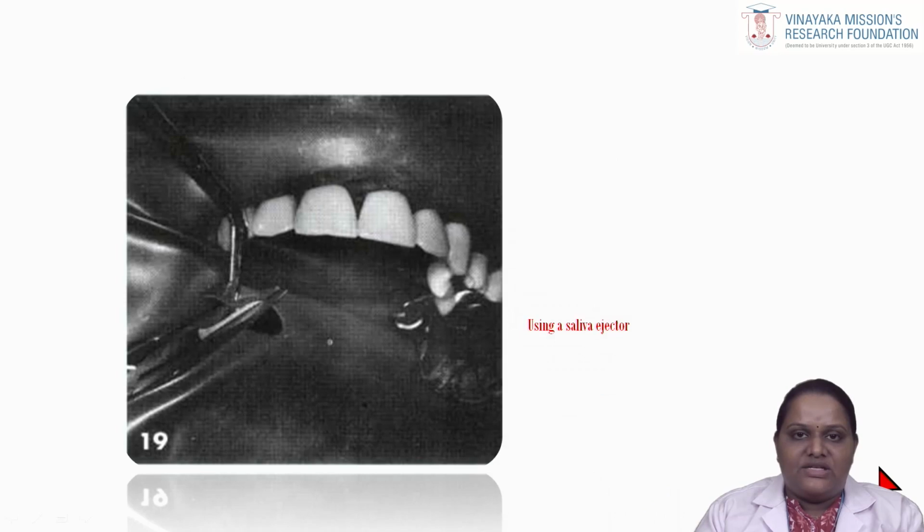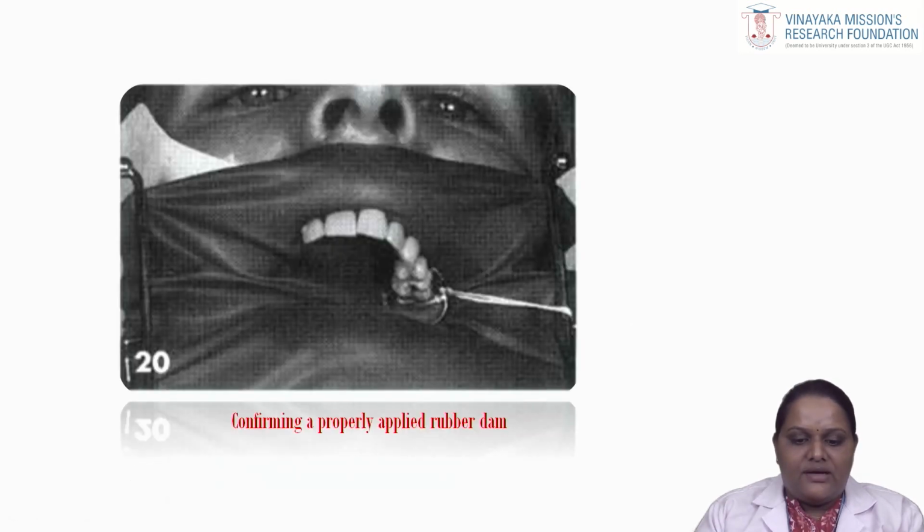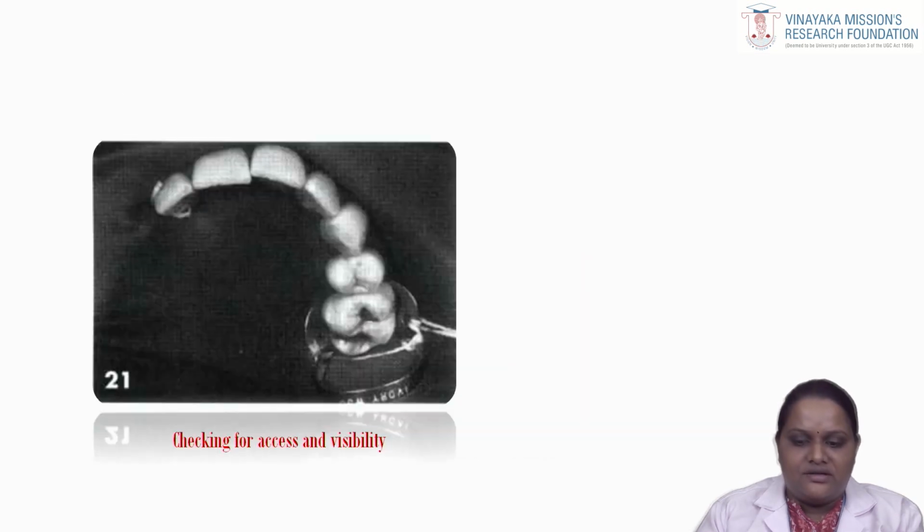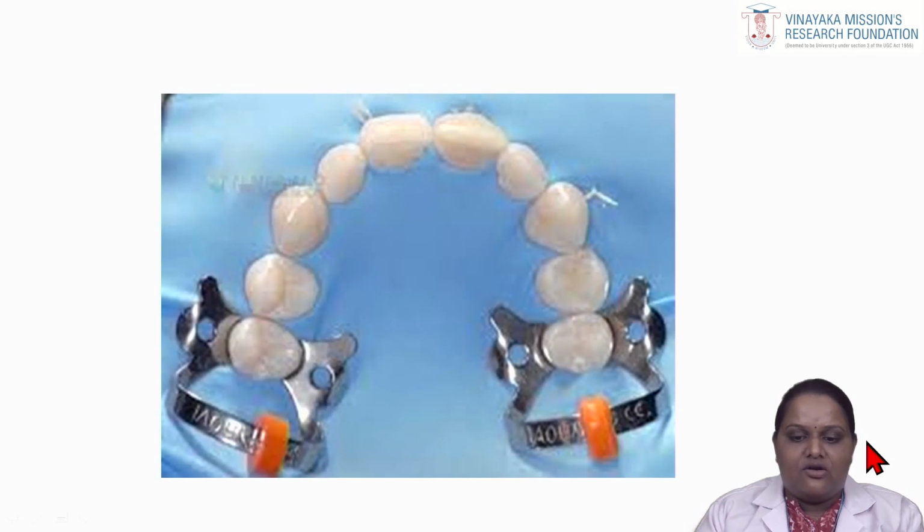Then you can start using a saliva ejector to prevent flow of the saliva over the rubber dam sheet. The saliva ejector is usually placed beneath the rubber dam. So, confirming a properly applied rubber dam, this is how it looks once everything is done. Checking for access and visibility. This is how it looks once the whole process is completely and perfectly done.